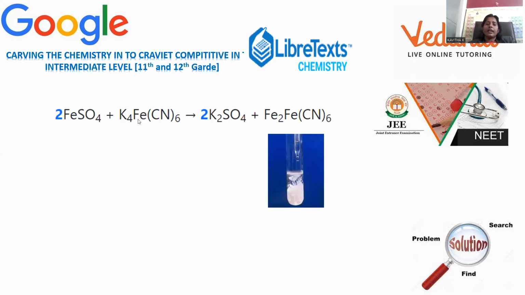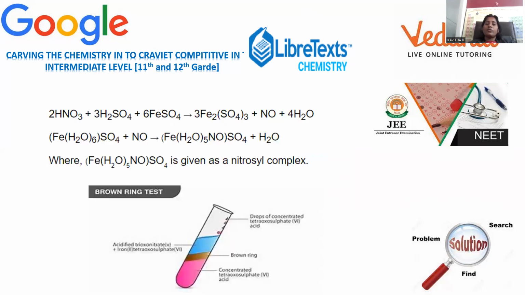So this is a compound generated upon treating Fe+3 with ferrous sulfate. And in another one, Fe+2 was taken, ferrous sulfate treated with K4[Fe(CN)6]. A compound Fe2[Fe(CN)6] will be formed, which is white in color in the absence of air. White color compound will be formed. And they're asking for the brown ring test in another question.